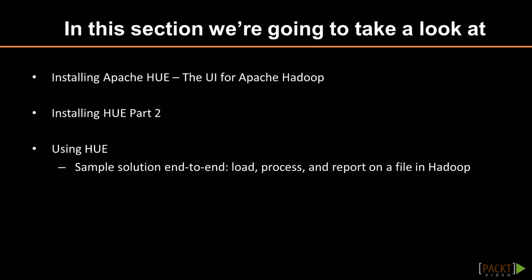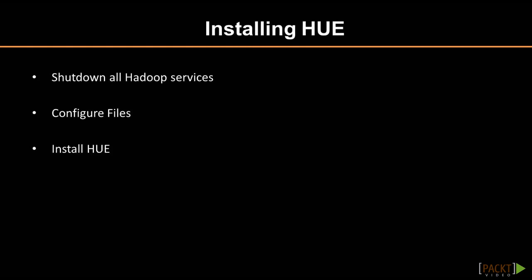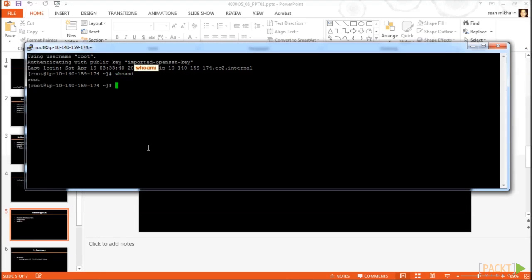This section is broken down into 3 components. In the first part, we will need to install Hue as it does not come bundled with Ambari Hadoop. We will then discuss an overview of the Hue components. Finally, we will do a sample run where we load a file in Hue, define its schema, and then query it through Hive. In this video, we will begin the processing of installing Hue. To install Hue, we will need to first shut down all Hadoop services, configure files, then download and install the Hue software. Let's get started on the Hue installation.